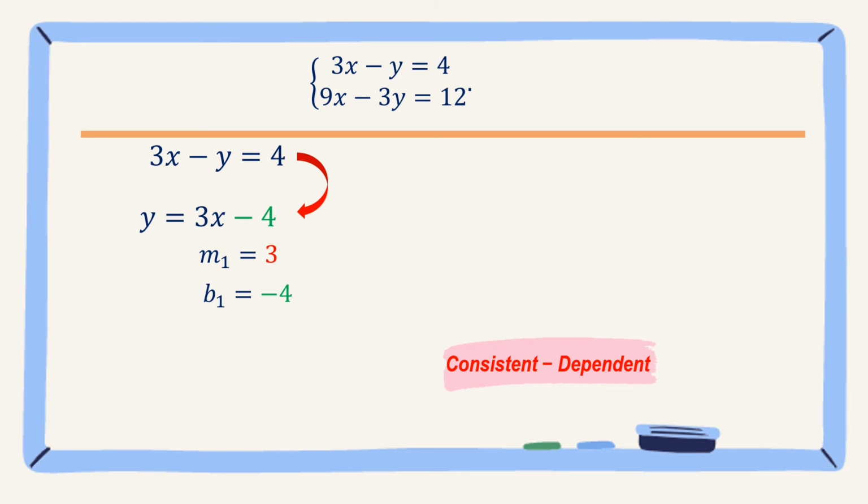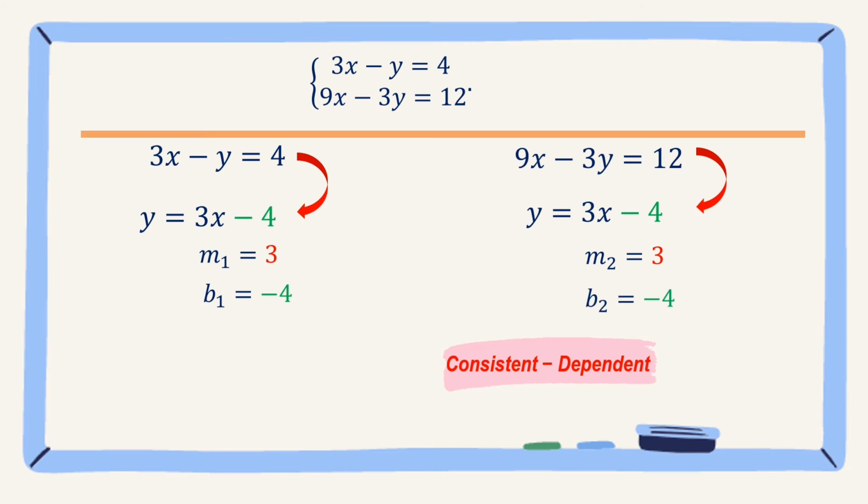Let's do the same thing to the second equation. 9x minus 3y equals 12. Transforming it to slope-intercept form, we have y equals 3x minus 4. Identifying the slope and the y-intercept, we have the slope equals 3 and the y-intercept equals negative 4.